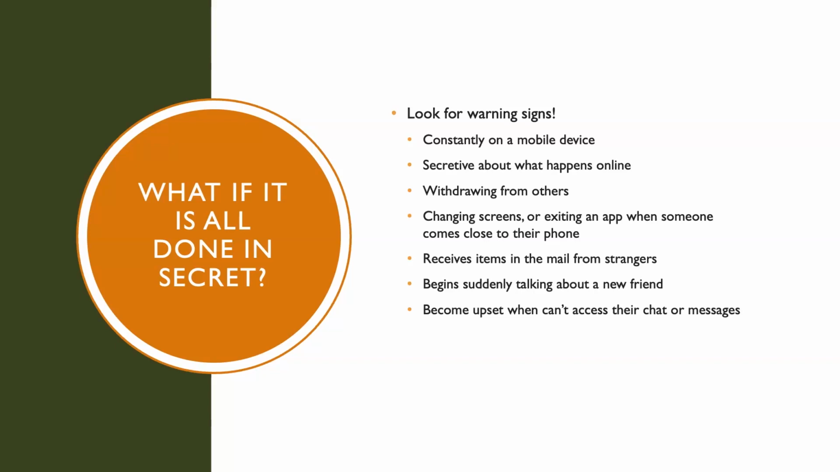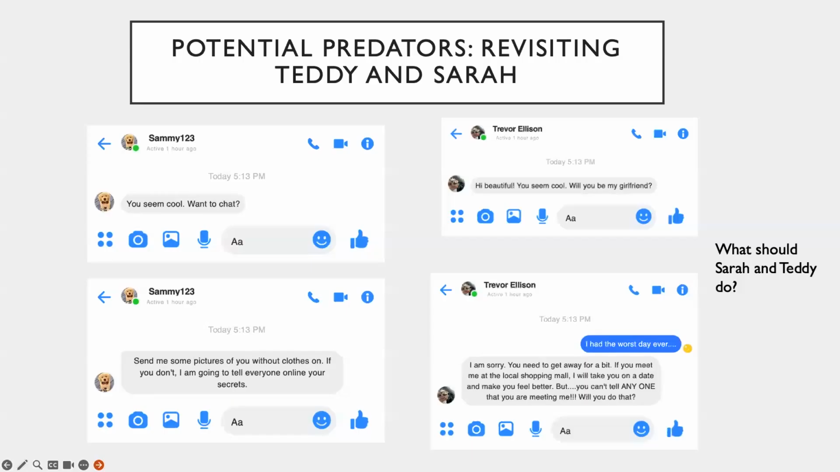Where's the new friend from? Where'd you meet them? Tell me more about them. So ask things about these new friends that appear, if they start talking about somebody new. So that's a big warning sign to look for, to know if something's happening in secret. But hopefully all the other strategies will prevent that from happening.